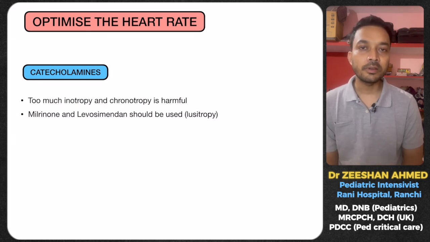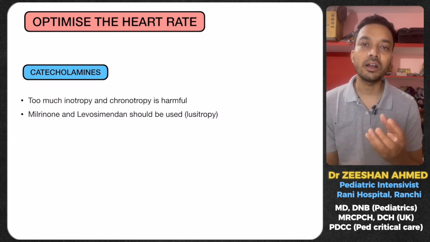There are novel drugs like milrinone and levosimendan which can be tried, which are very lusitropic. What lusitropy means, it allows the heart to go into diastole. So it will improve the systolic as well as the diastolic function of the heart.